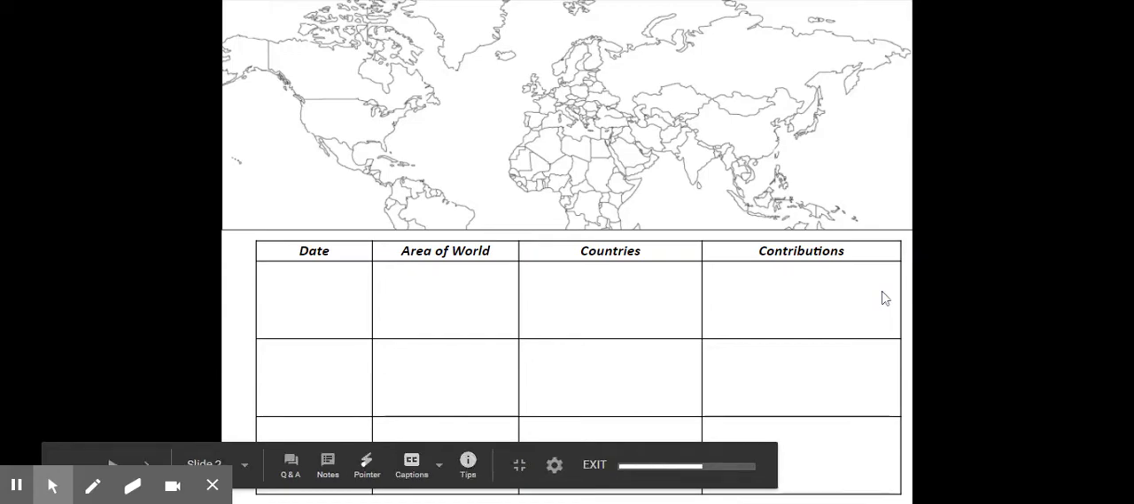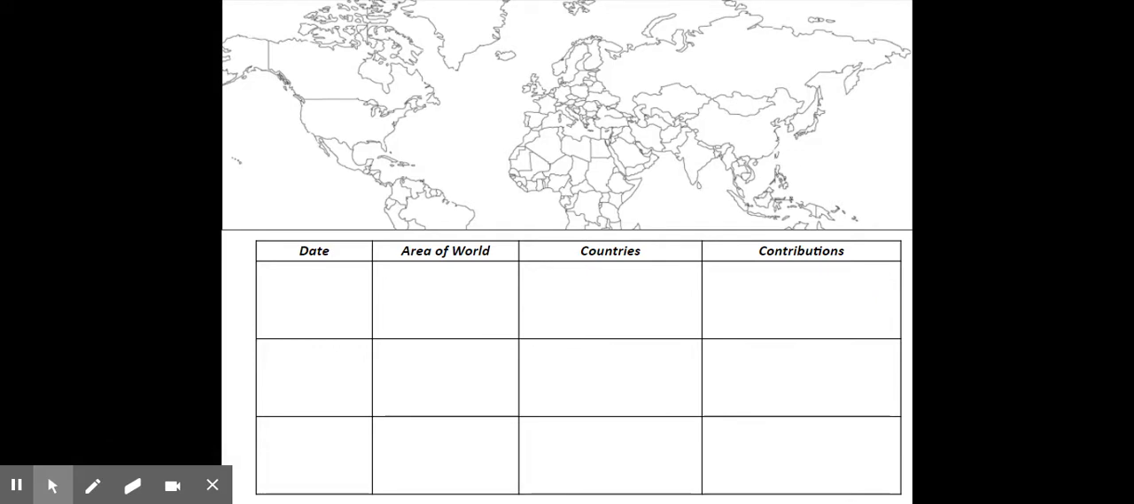Hello, U.S. history classes. In this, the final lesson for this week, we're in this unit about westward expansion, and we're talking about all the different facets of westward expansion. So, in this lesson, we are going to be talking about waves of immigration.